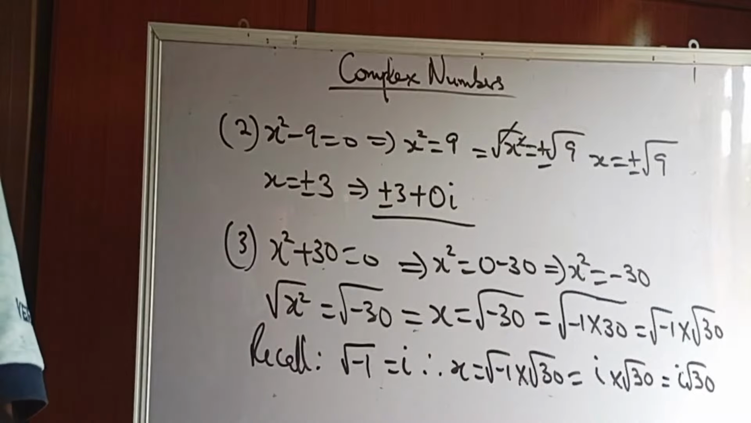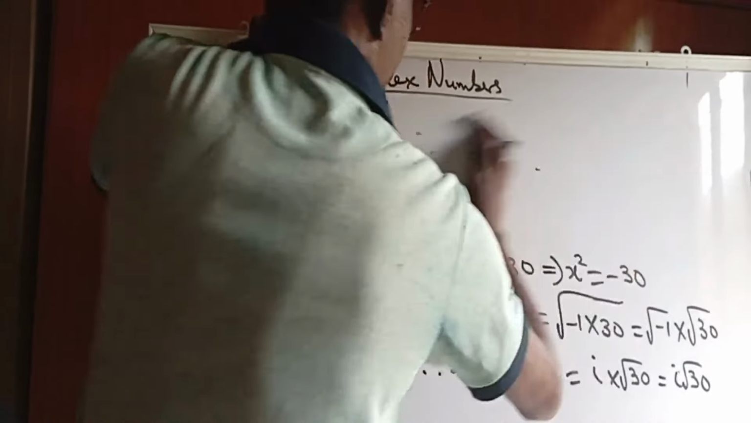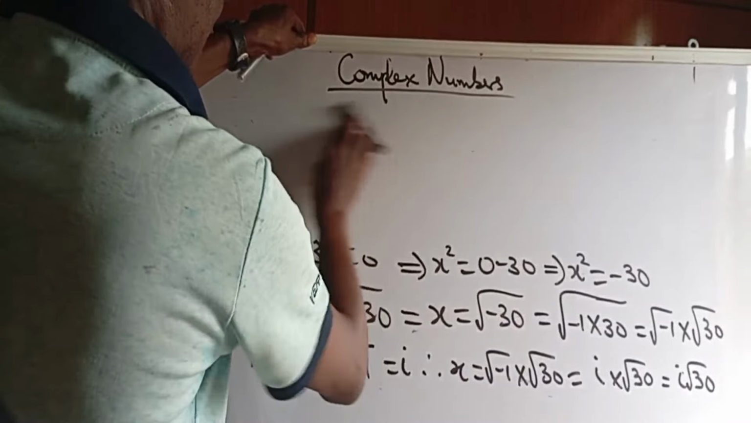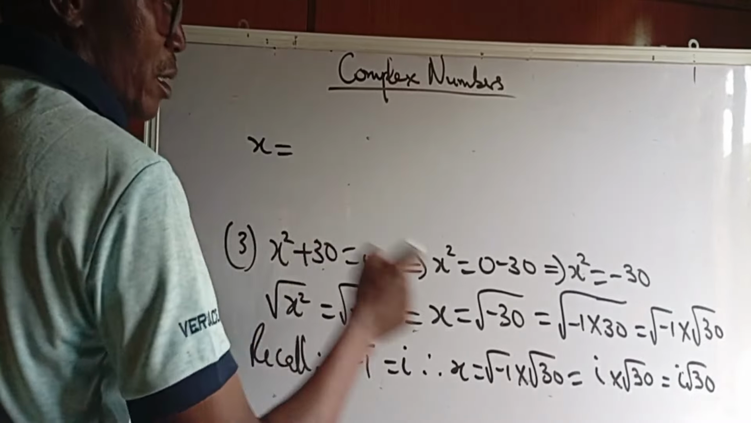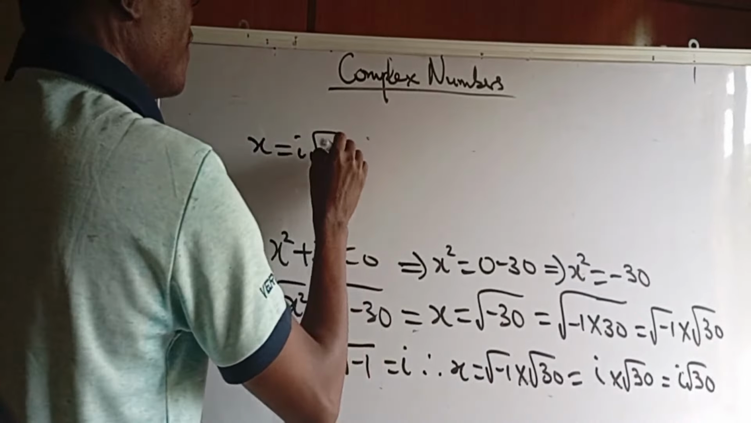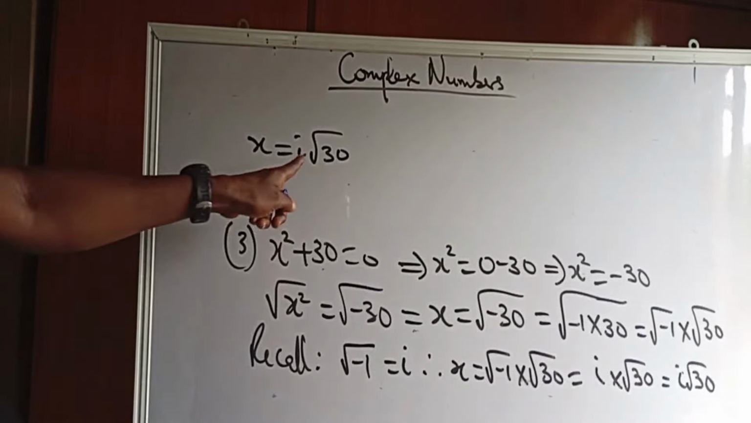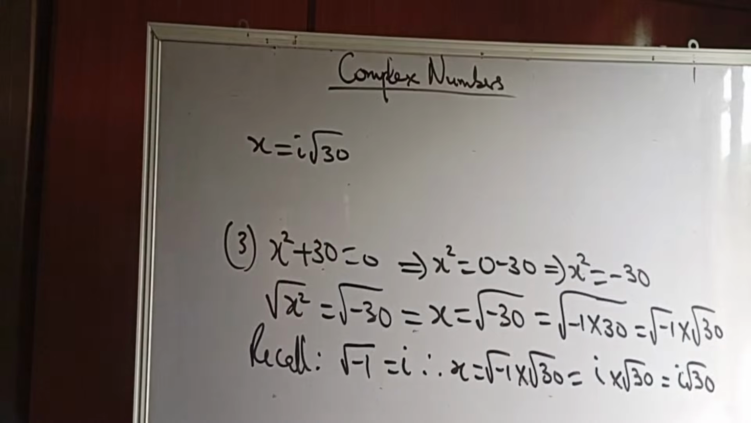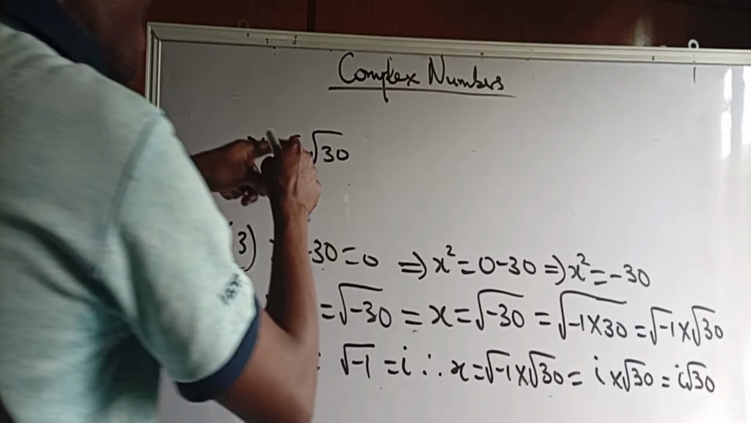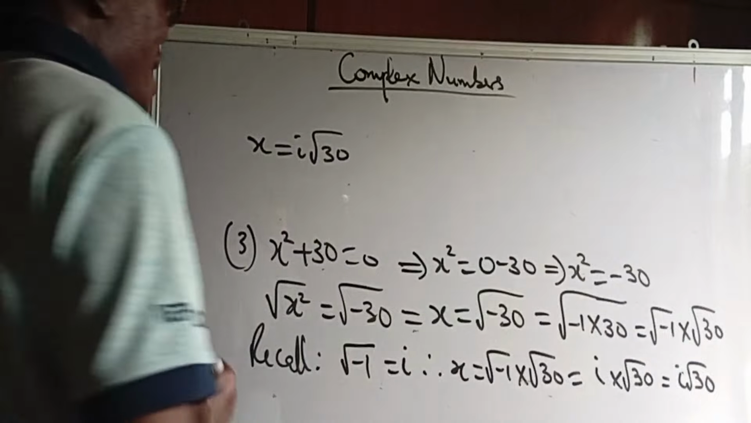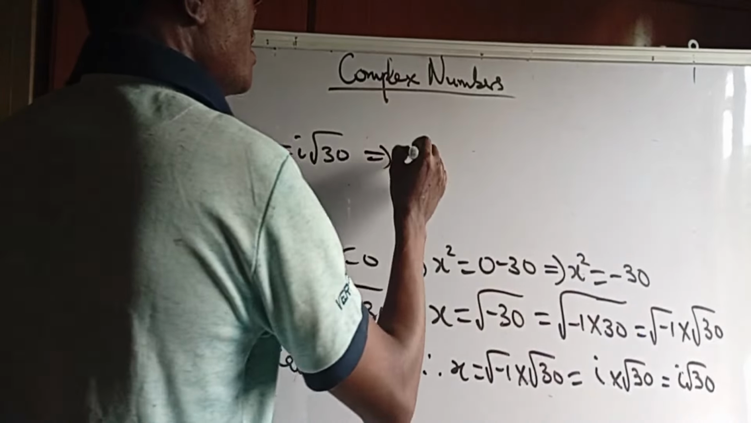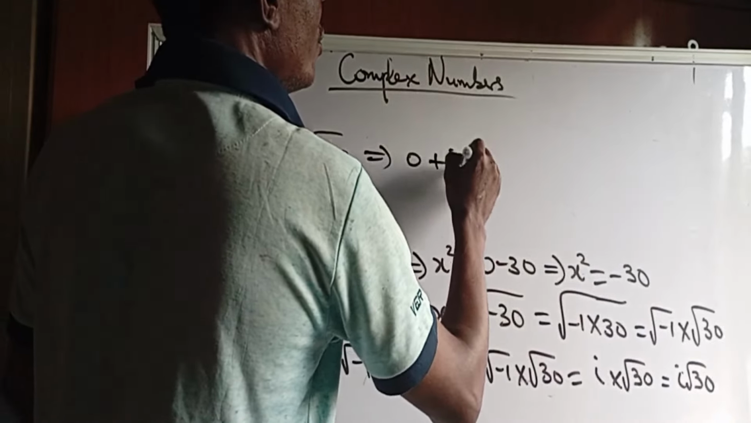Let us clean this and write it here. Now, we have x is equal to i root 30. Luckily enough for us here, we got an answer that has imaginary parts because it contains i. So this particular value does not have a real part, because the i is being multiplied by root 30. It only has a complex part, an imaginary part. So this will be 0 plus i root 30.